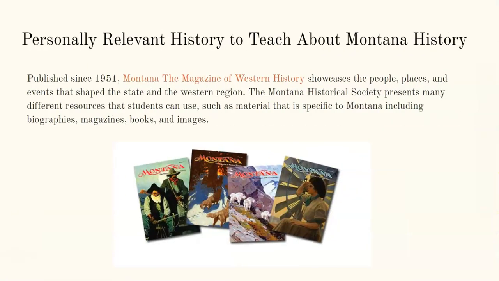Other resources would be Montana, the Magazine of Western History, which showcases the people, places, and events that shaped the state in the western region. The Montana Historical Society presents many different resources that students can use, such as material that is specific to Montana, including biographies, magazines, books, and images.